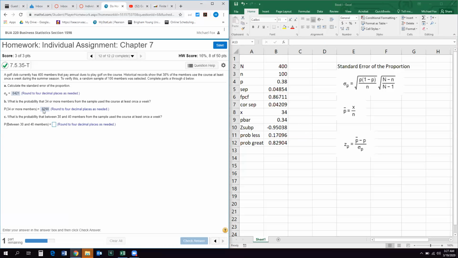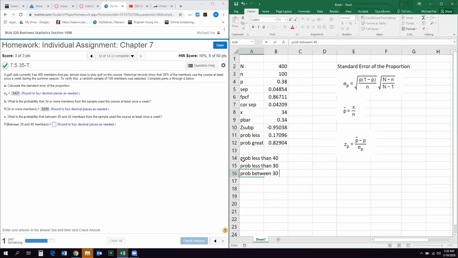All right, now it wants the probability that between 30 and 40 members from the sample use the course at least once per week. So here's how I'm going to do that. I'm going to need to take the probability that it is less than 40. I'm going to subtract the probability that it is less than 30, which will give me the probability that it is between 30 and 40.